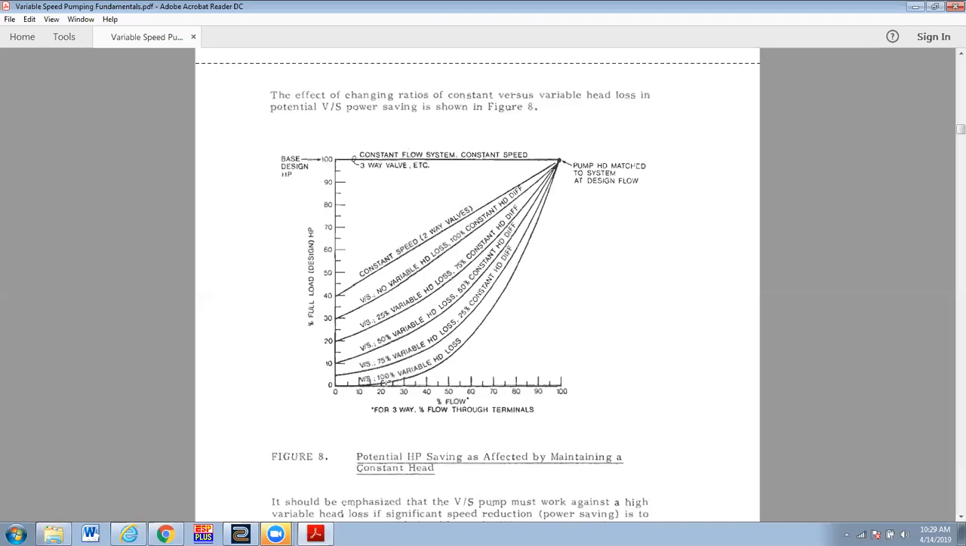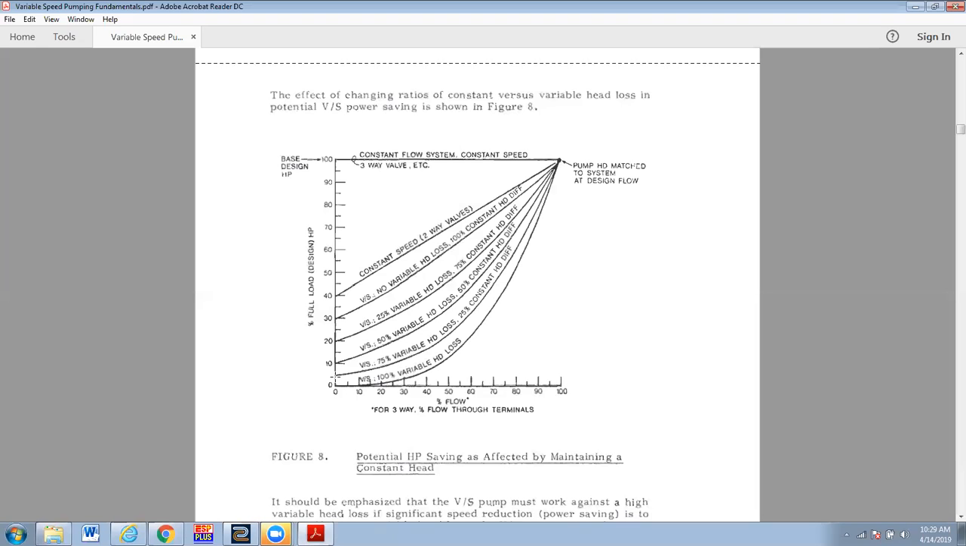That says it's all frictional, no static or no constant head. At 75% variable, 25% constant, we'd say 25% of the head is static or constant head, and 75% is variable. And so on that type of a system at design, if we slow down, we still get pretty good savings. And see, this shows that constant head.